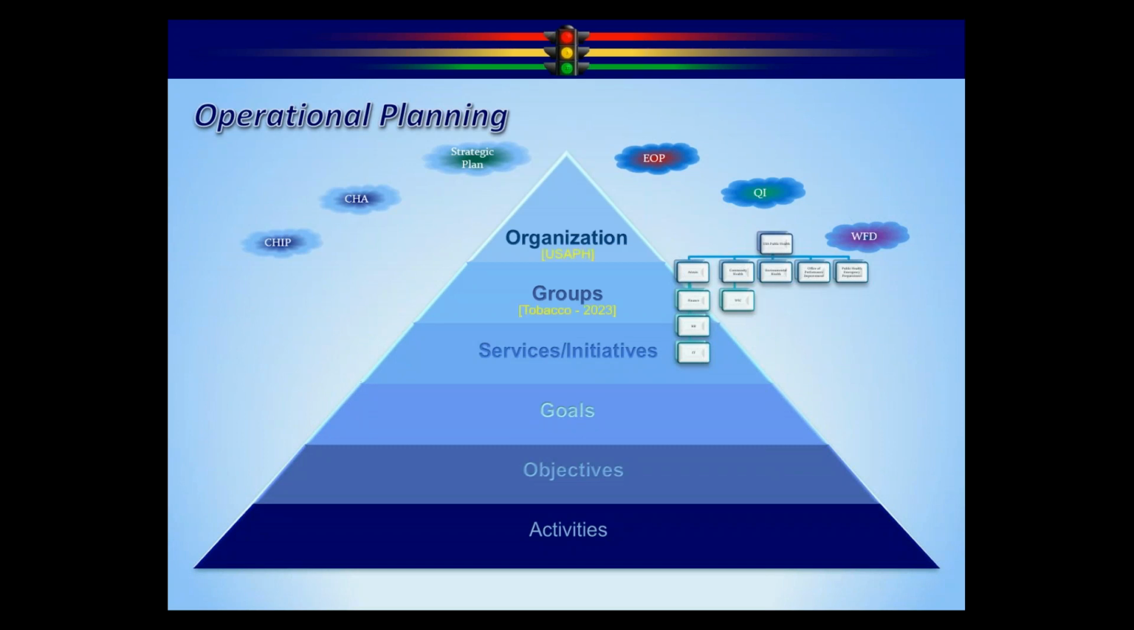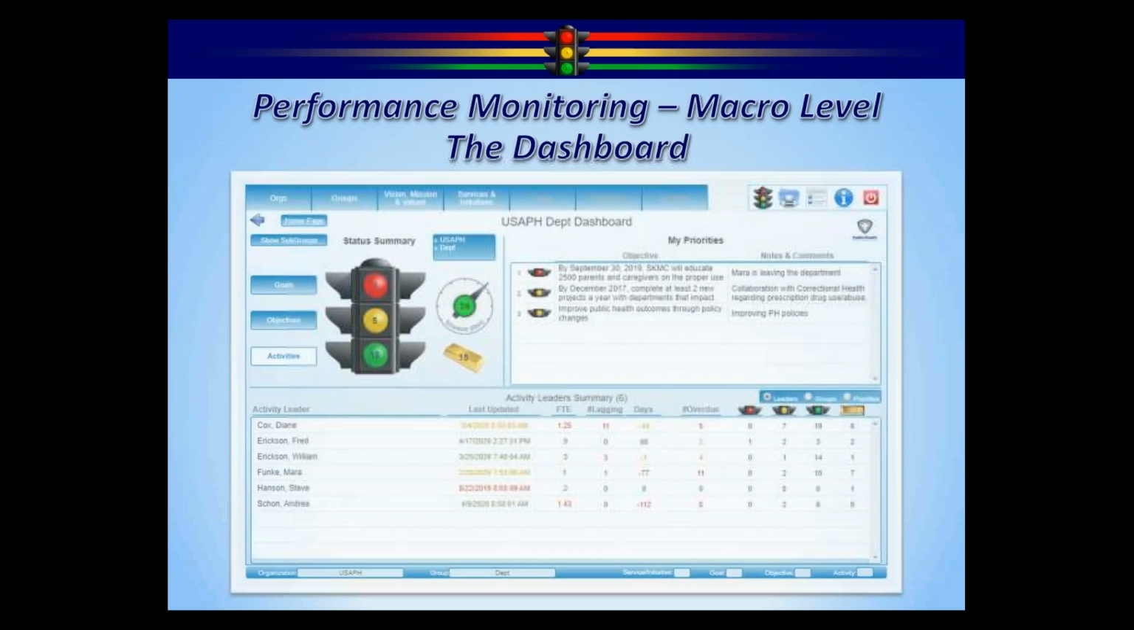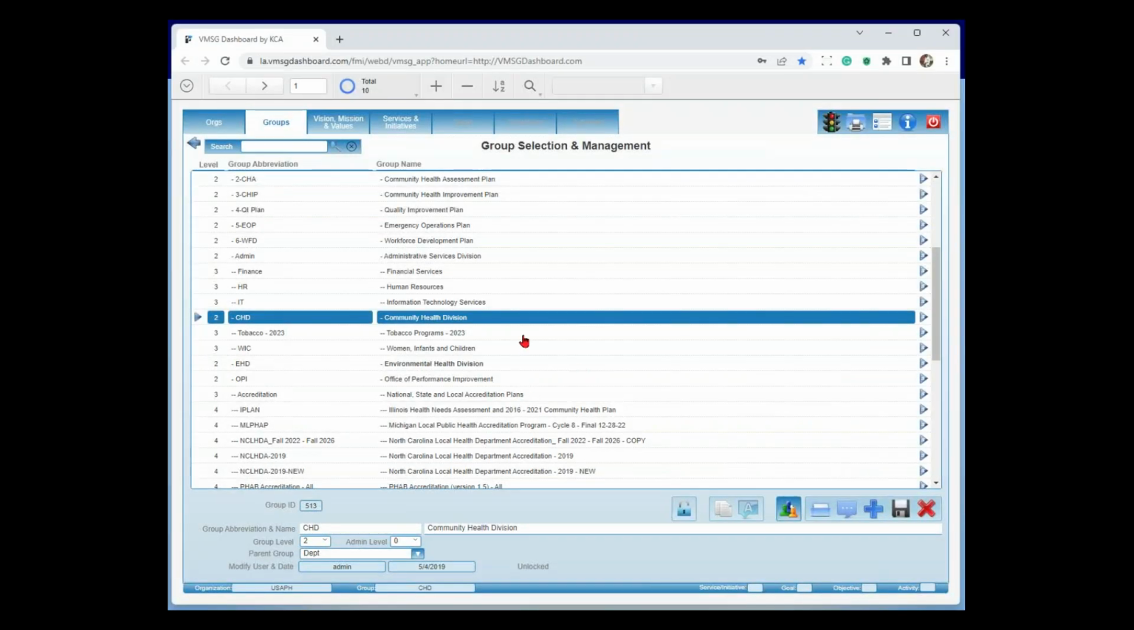For today, we're going to use the same example that we've been using, the Tobacco 2023 group, tobacco cessation. At the goal level, reduce smoking in high schools. The SMART objective: reduce smoking at Wayne High School by 25% by the end of the school year, and then the steps we're going to go through to get there. So, as I mentioned, the first thing we're going to talk about is the dashboard, what we call macro level performance monitoring. I'm going to take you live into the system here.